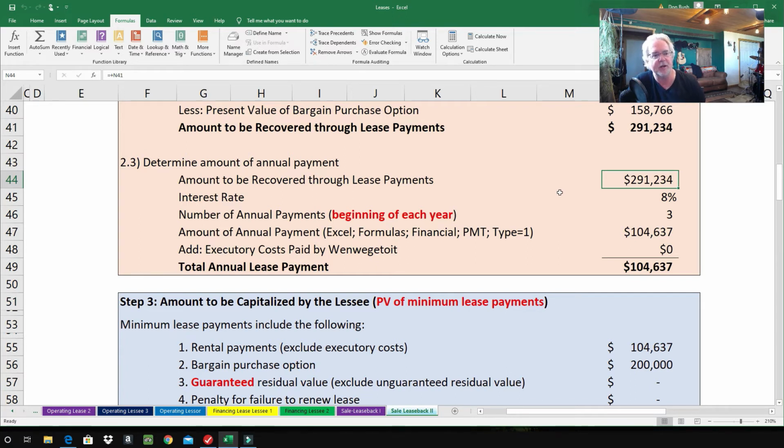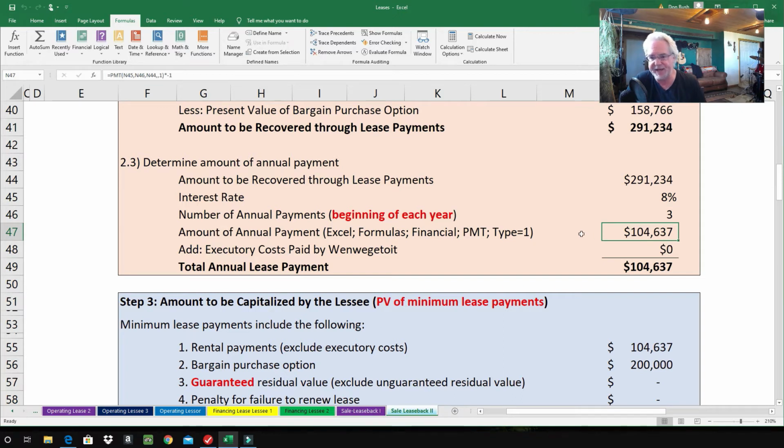So here we are. Determine the amount of annual payment, $291,234. We got that from right up above. The interest rate is 8%, 3 years, and at the beginning of each year. The amount of annual payment is $104,637.